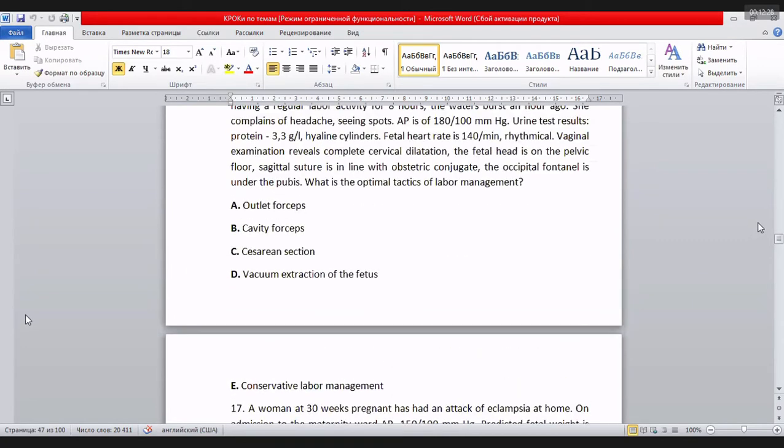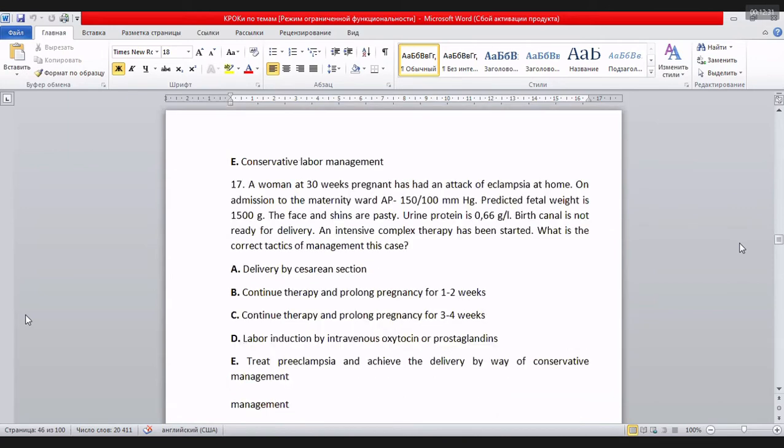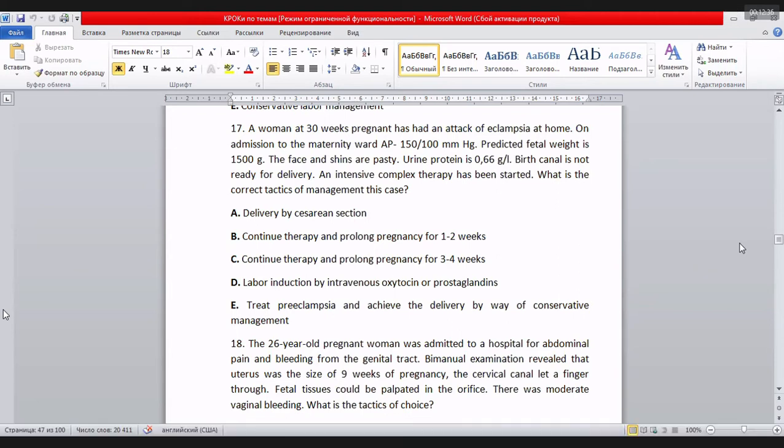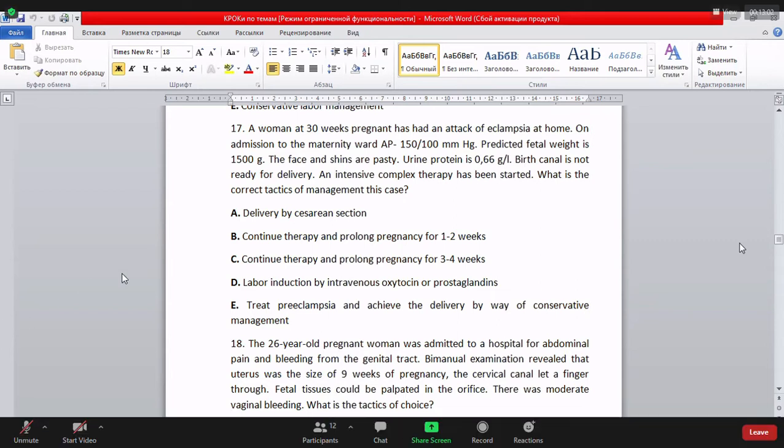Outlet forceps. A woman, 30 weeks of pregnancy, had an attack of eclampsia at home. On admission to the maternal ward, BP 150 to 100. Predicted fetal weight is 1 kilogram 500 grams. The face and shins are pasty, they mean edema. Urine protein 0.66 gram in a liter. The birth canal is not ready for delivery. An intensive complex therapy has been started. What is the correct management at this stage?